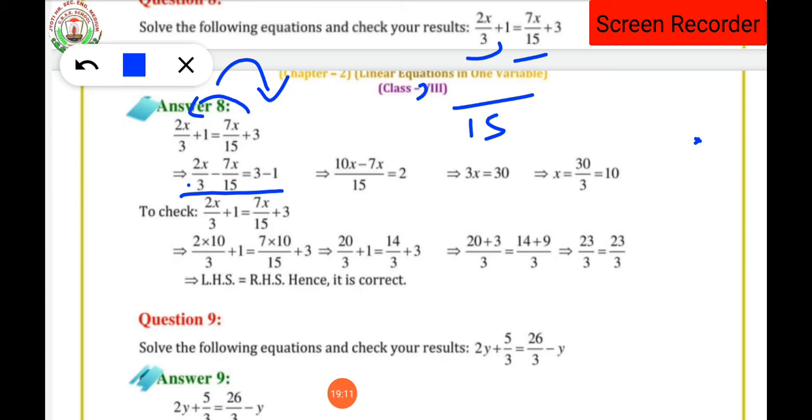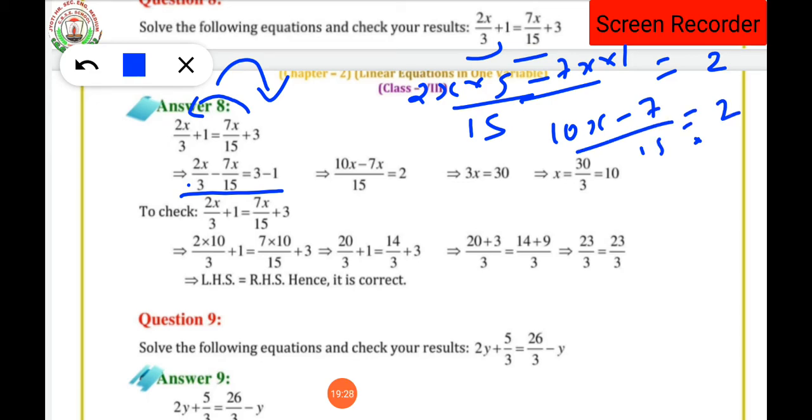So 2x into 5 minus 15 comes in the table of 15 how many times? 1 time. So 7x into 1. Clear? 3 minus 1 will be 2. So the equation will become (10x minus 7x) upon 15 is equals to 2. Now this 15 will transpose from the denominator and get multiplied with the 2. Okay, so the equation will become how much? Here 2 into 15 will become 30, and 10x minus 7x will become 3x.